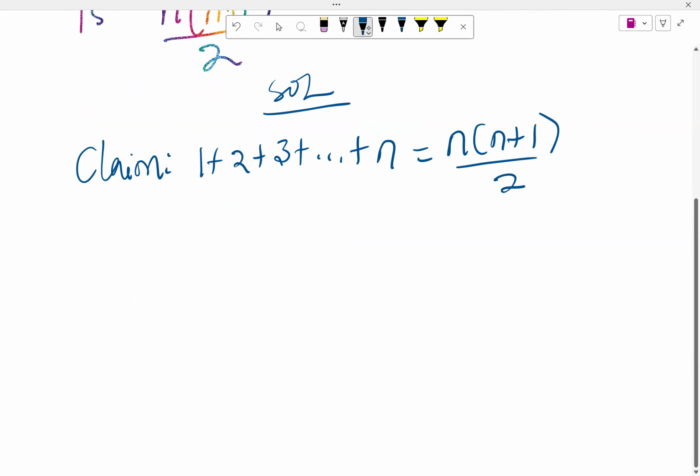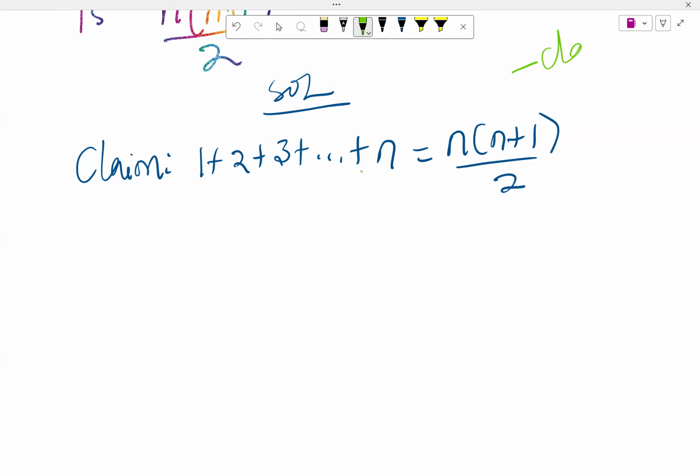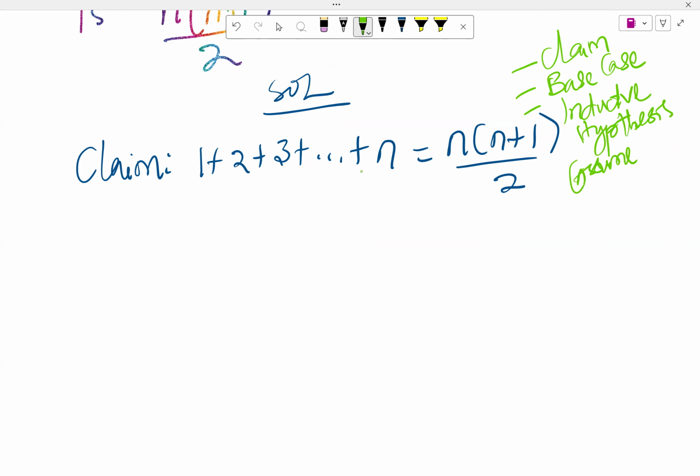But now I can tell you that for each question, you can actually follow some well laid out patterns. So one of it will be that, of course, you have a claim. After the claim, you have the base case. The base case is where you prove it for maybe n equals 1 and n equals 2. That's your base case. Then the next one will be the inductive hypothesis, where you assume that the claim is true for n equals k.